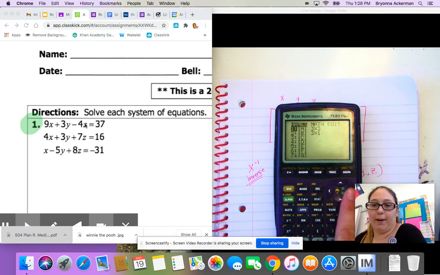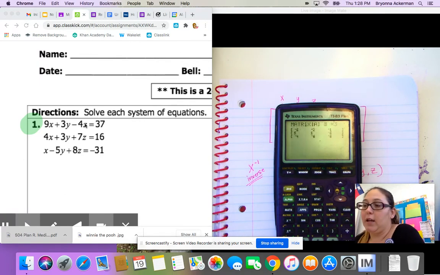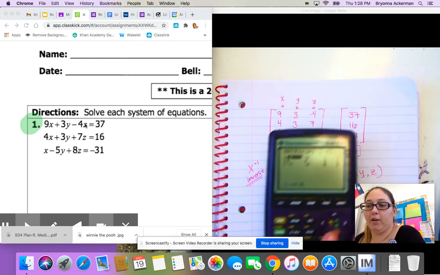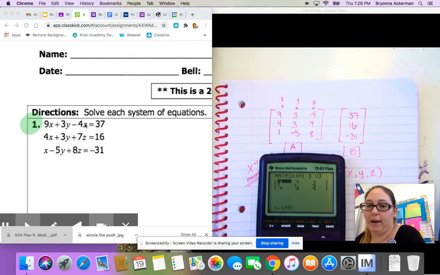We're entering information, so we're going to go to the edit. You have to enter 3 by 3. That means row by column. So for this example, it's 3 by 3. You could do it with a 2 by 2 as well, okay? I already have information in here, but I can go on top of it. So I'm going to hit 9, enter, and then it goes to the right. 3, enter, negative 4, enter. So far I've put in row 1. Now I'm going to go to row 2. 4, enter, 3, enter, 7, enter. And now row 3, 1, enter, -5, enter, and 8, enter.